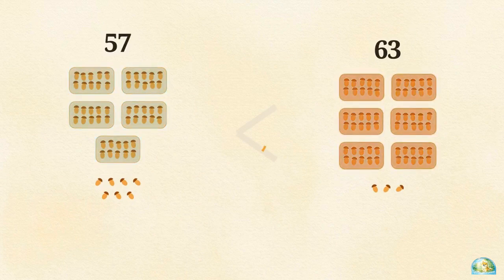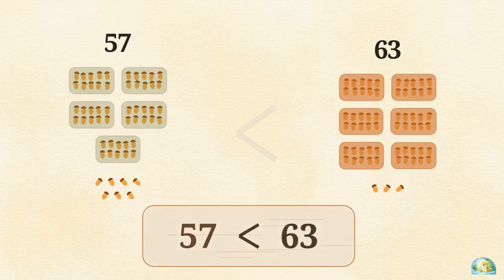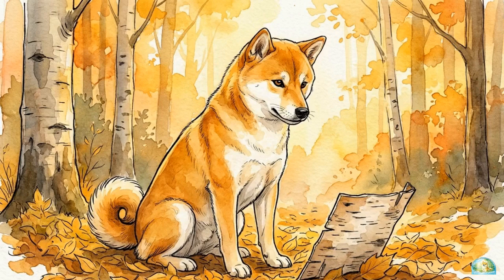The open side always faces the larger quantity, opening wide toward 63. Because we read equations from left to right, the pointed tip comes first. We read this as 57 is less than 63. No matter which side holds the larger amount, the physical orientation of the symbol dynamically adjusts to map out the exact size relationship between the two.